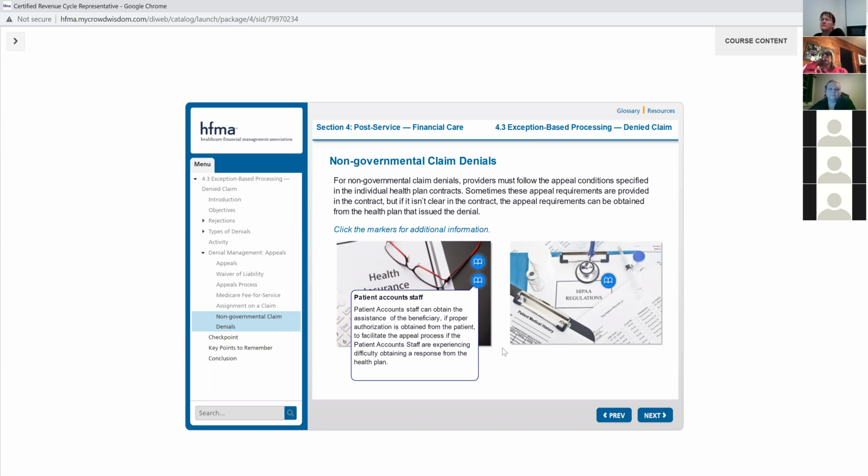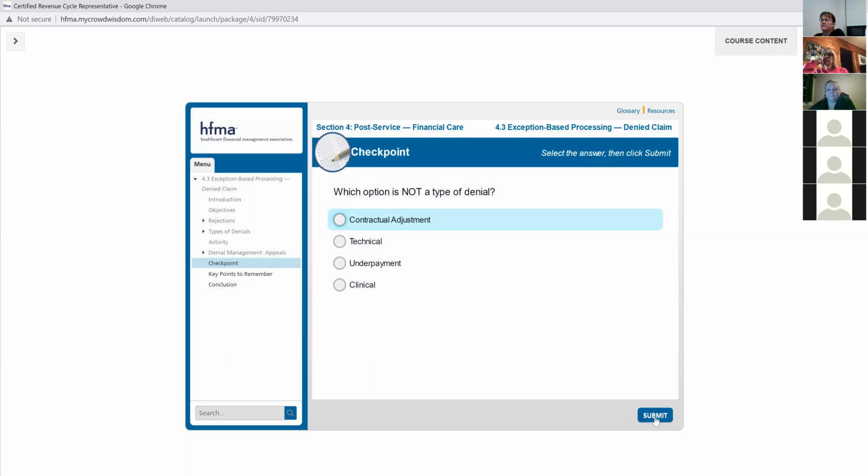Checkpoint. Which option is not a type of denial? And that is contractual adjustment. And then there's your key points to remember.